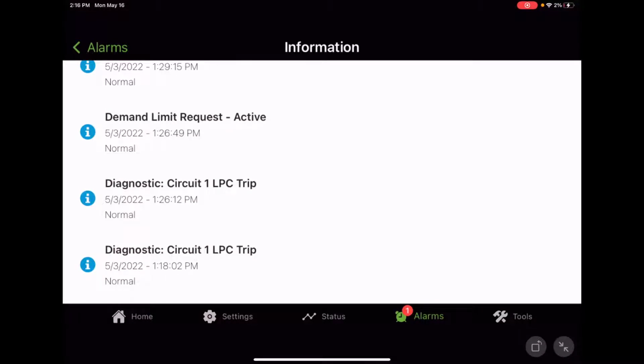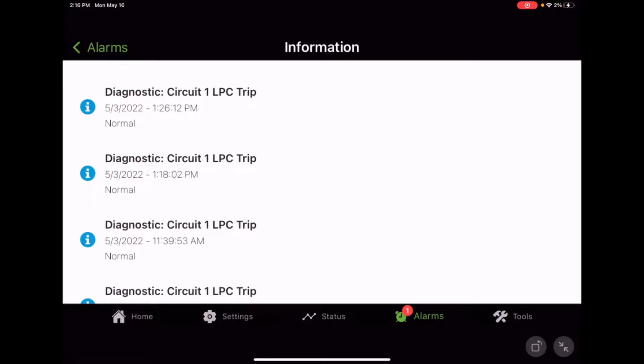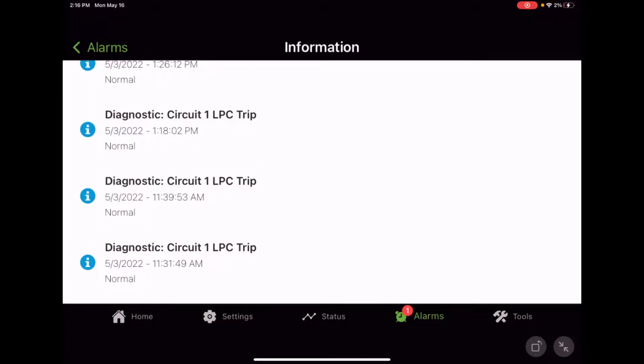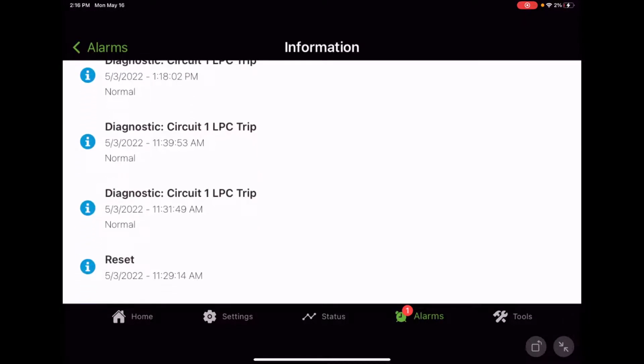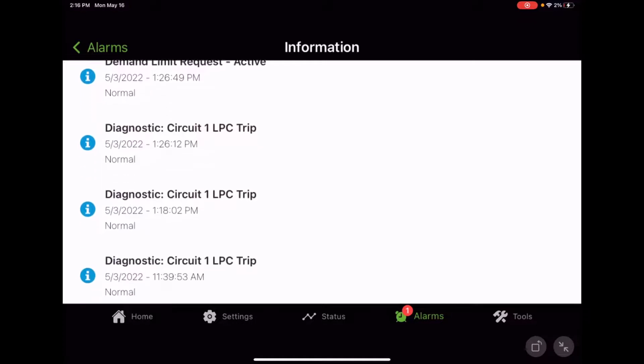Looks like on May 3rd at 1:26 p.m. we had a circuit 1 low pressure control trip. And then at 1:18 we had that as well, and we keep going back, and then at 11:39, and 11:31 again on May 3rd. So from 11:31 up to 1:26.